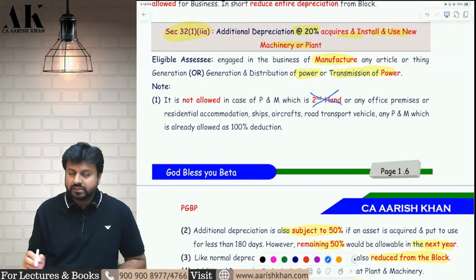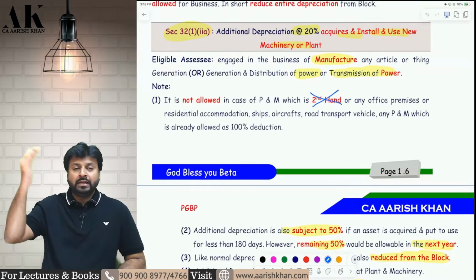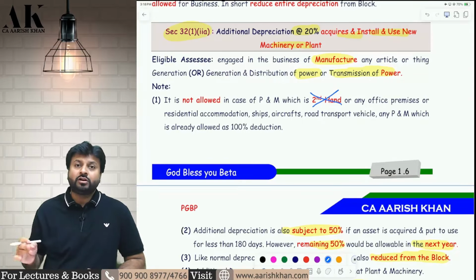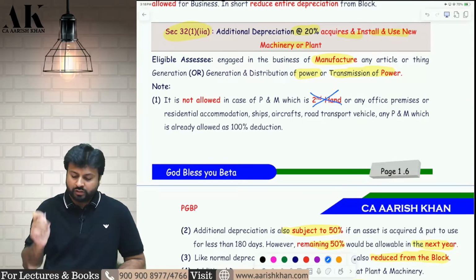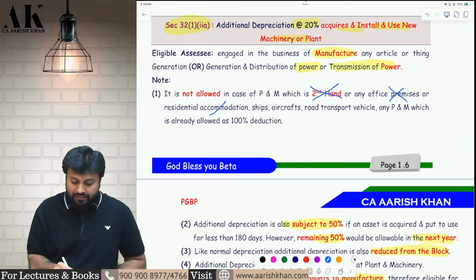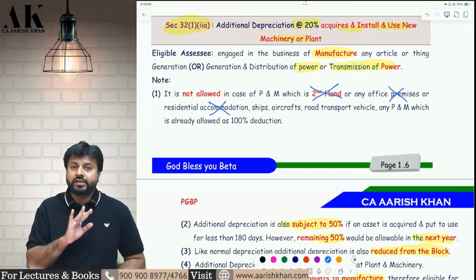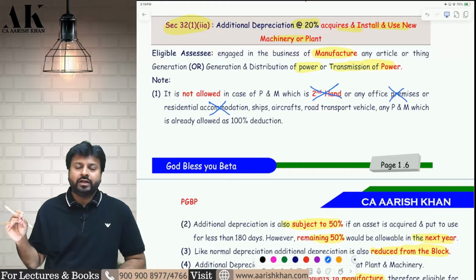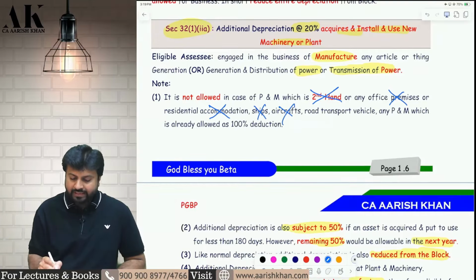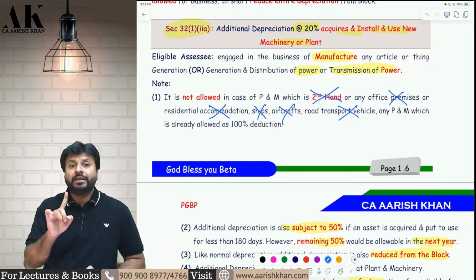You cannot purchase first of all a second-hand plant and machinery. Even imported second-hand plant and machinery is not allowed. Indian second-hand plant and machinery is not allowed. Imported second-hand plant and machinery is also not allowed. Further, any plant and machinery which is kept in an office premise is not allowed. Any plant and machinery which is kept in a residential accommodation is not allowed. Like refrigerator, if you are putting it in office, microwave you are putting in office, computer you are putting in office, AC you are putting in office, not allowed. Ships not allowed, aircraft not allowed, road transport vehicle is not allowed.